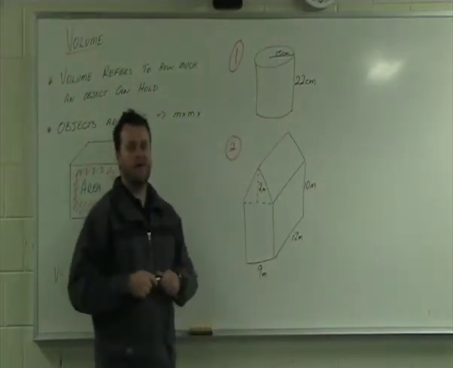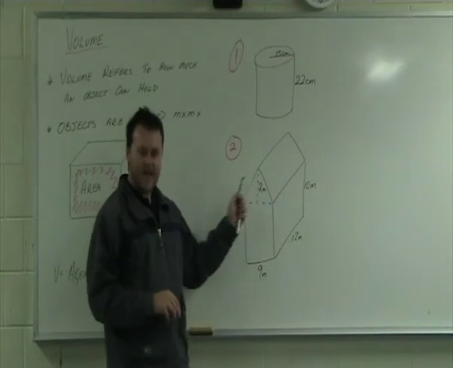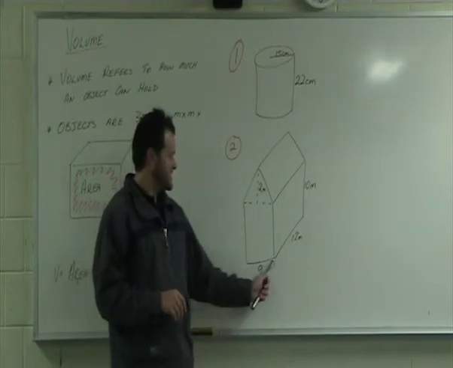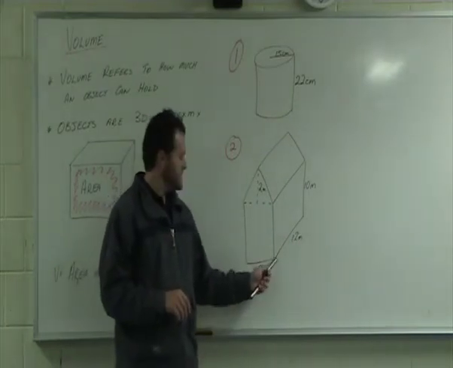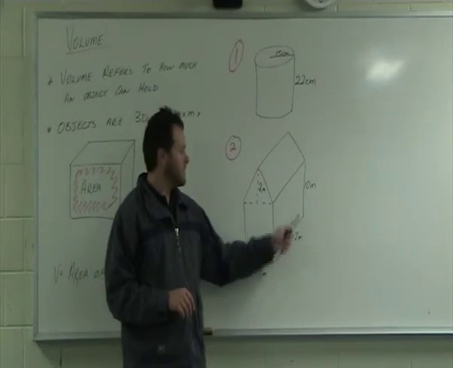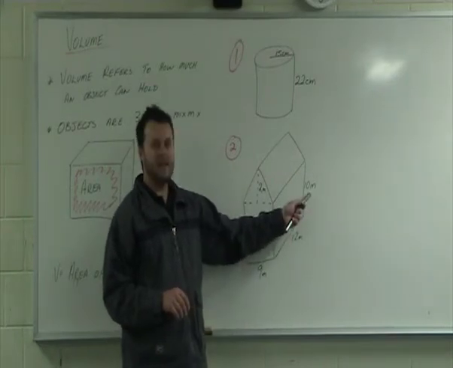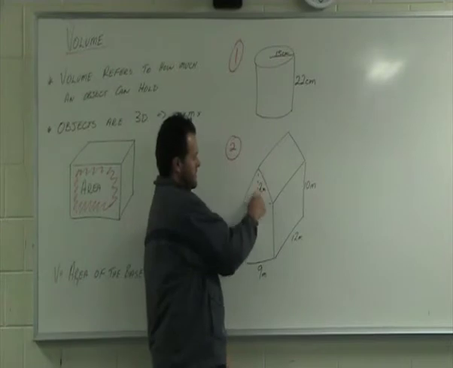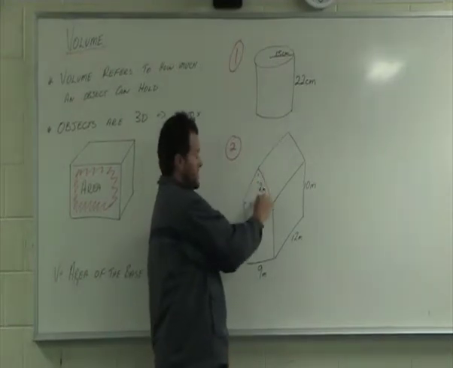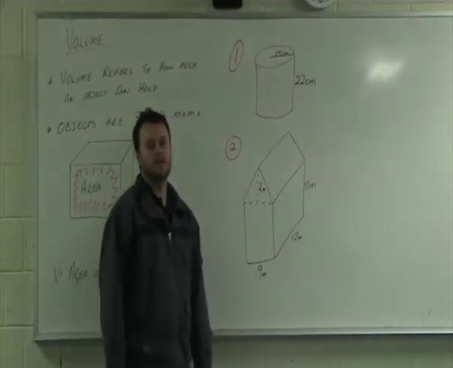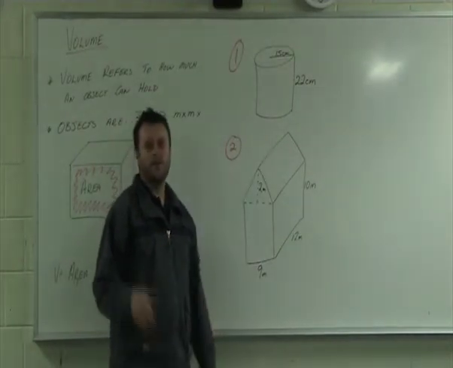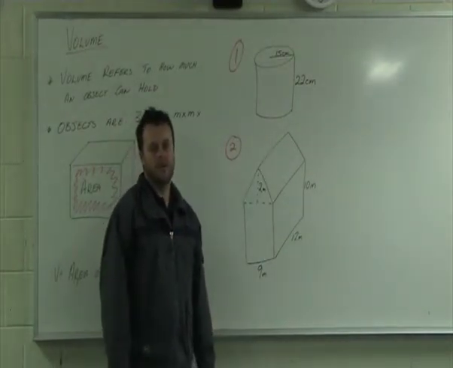Alright, again another bad drawing, but we've got a bit of a house shape here. We've got a distance here of 9, a distance going back of 12, a distance up there of 10, and the height of this little triangle here is 2 metres. So go away, have a go at both of them, and come back after the break, we'll go through the answers.